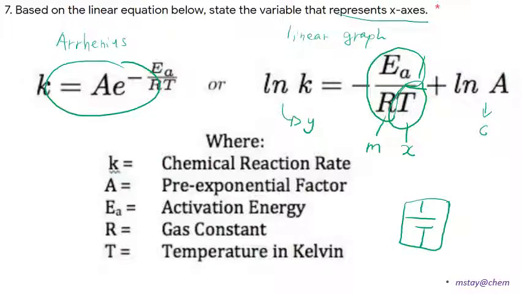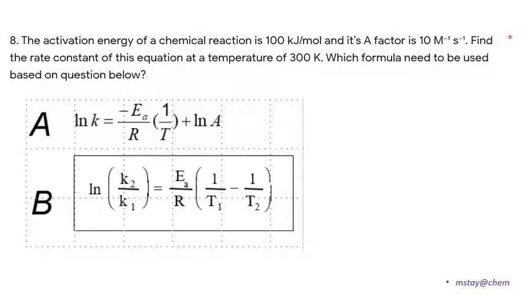And then when you substitute the values inside the graph, make sure it is in the unit of Kelvin. Question number 8. The activation energy given is in kilojoule per mole, and the frequency factor is 10 per molar per second. So from here we know that this is a second order reaction. Find the rate constant of this reaction at 300 Kelvin.